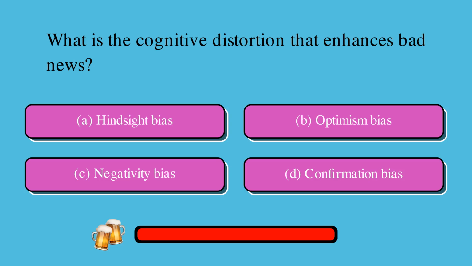What is the cognitive distortion that enhances bad news? Is it A, hindsight bias, B, optimism bias, C, negativity bias, or D, confirmation bias? The correct answer is C, negativity bias.